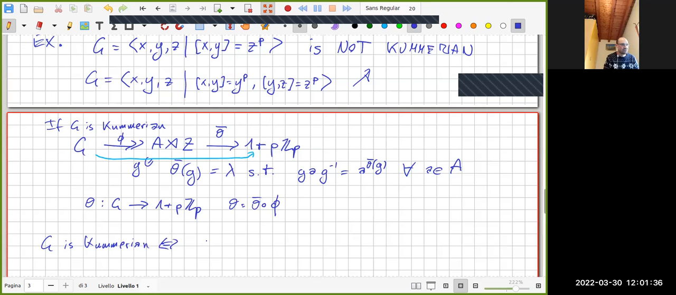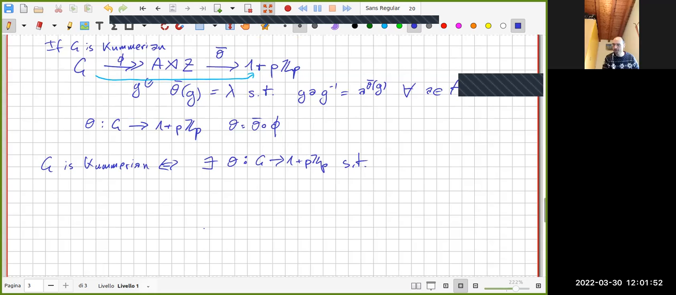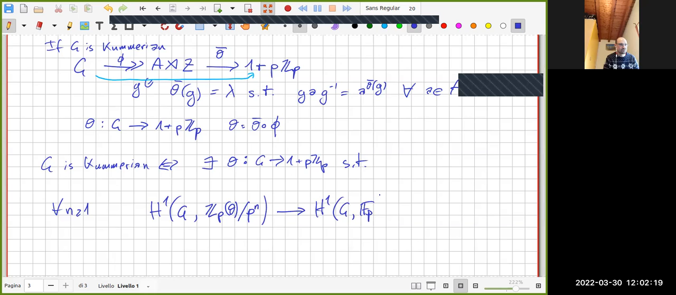If and only if there exists a map from G to 1 plus pZp such that the following cohomological condition is satisfied. For every positive number n, this map in cohomology from Zp(theta) modulo p^n to the first cohomology group with coefficients in Fp is surjective.